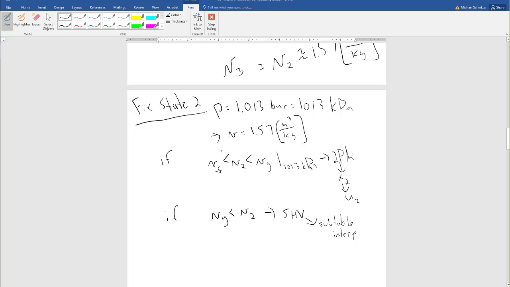So let's check. We need to find a table where the pressure is 101.3 kilopascals, but I'm not actually going to look for that. I'm going to remember that the saturation temperature in this case is 100 degrees Celsius, that's 100, not 10, 100 degrees Celsius.